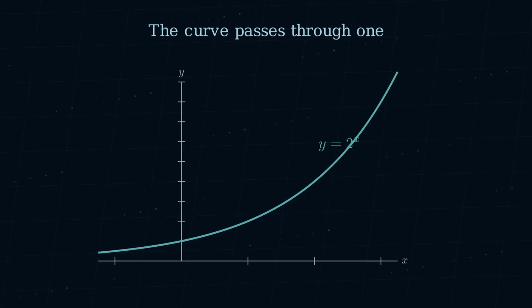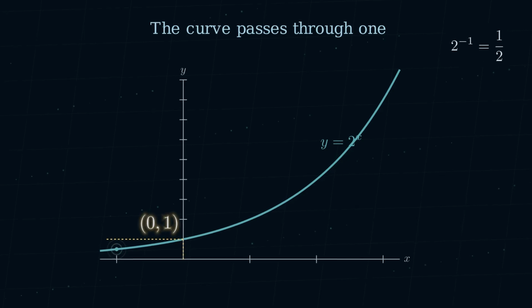The graph tells the same story. Look at y equals 2 to the power of x. At x equals 3, the value is 8. At x equals 2, it is 4. At x equals 1, it is 2. And at x equals 0, it is 1. The curve crosses the y-axis at 0, 1.